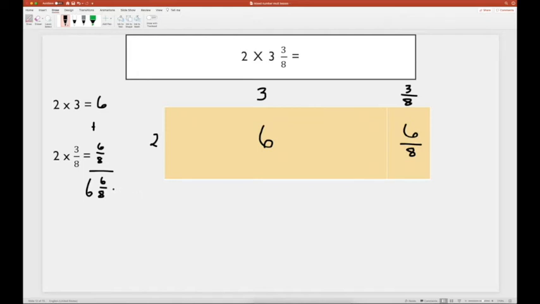Could we call it fourths? How many fourths are there in 6/8? What would be my equivalent? 6 and... that's right, 3/4. So this would be 6 and 3/4 square units. If you got 6/8, that's okay too. But just know that we can simplify it into 6 and 3/4.